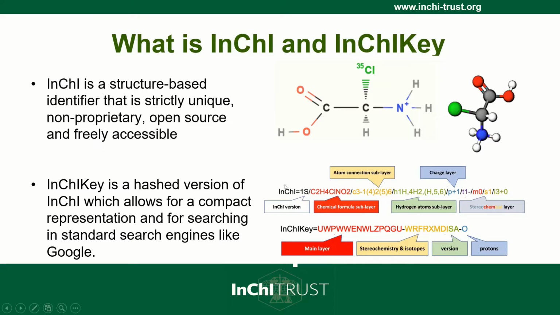So for example, the InChI consists of different layers. The first layer just says 1S, this is a standard InChI. There are also non-standard InChIs, but the normal user does not use them. Then you have the chemical formula sublayer, here shown in red, for this molecule. Then you have the atom connection sublayer here in yellow. Then you have the hydrogen atom sublayer. So how many hydrogens are sitting where? Then a charge layer. So this is positively charged, +1.